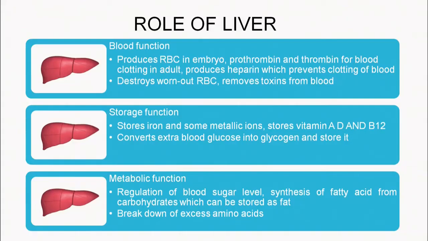The RBC cells, and it removes the toxins from the blood. These are the blood functions of the liver. Now, the storage function is it stores the iron and some metallic ions, also stores vitamin A, D and B12, and converts the extra blood glucose into glycogen and stores it.